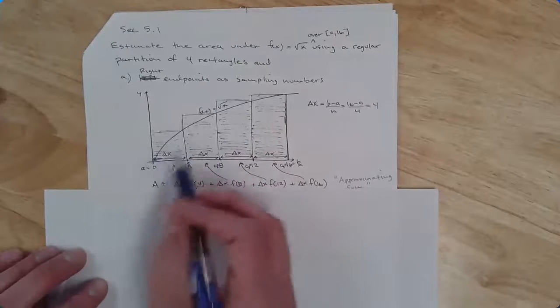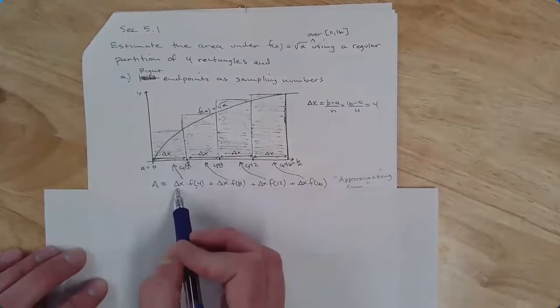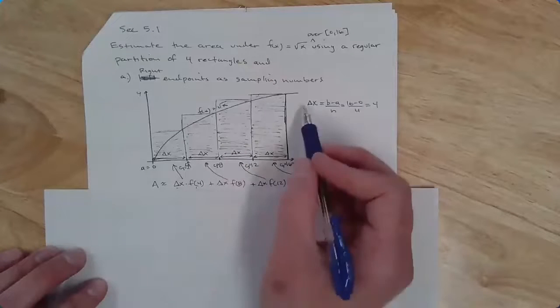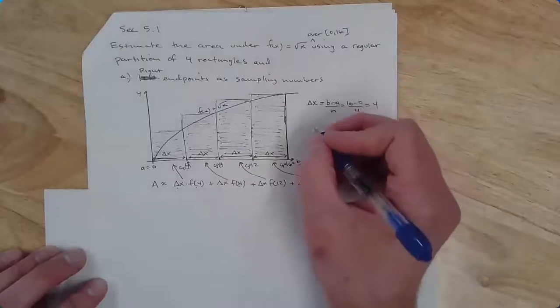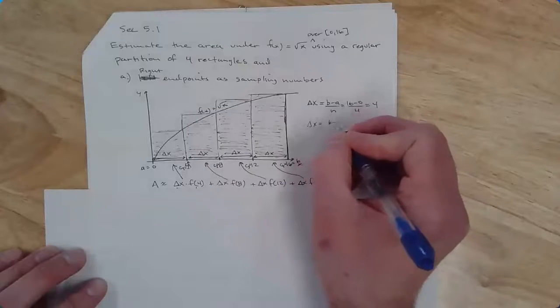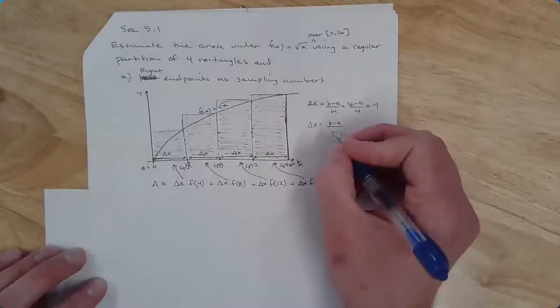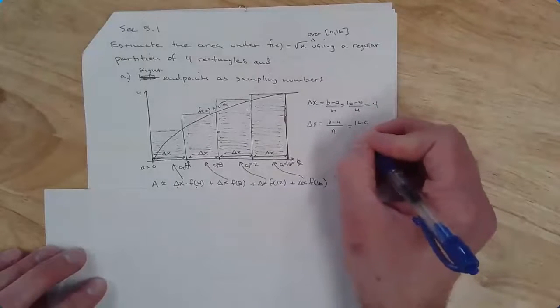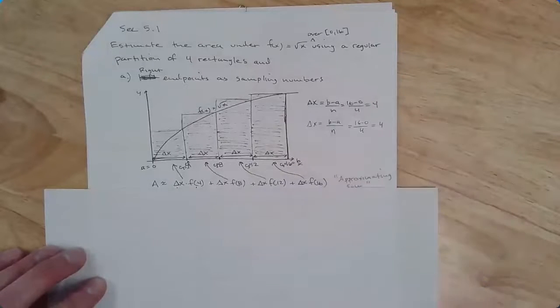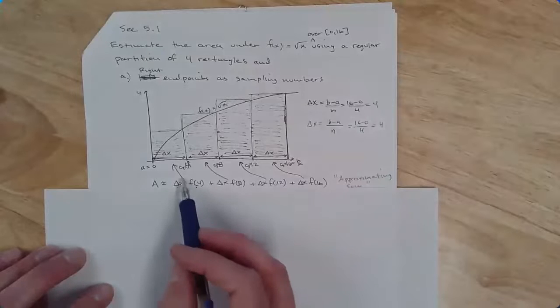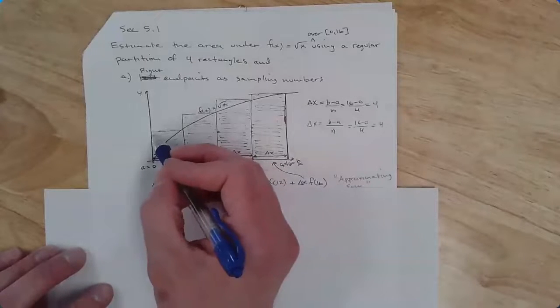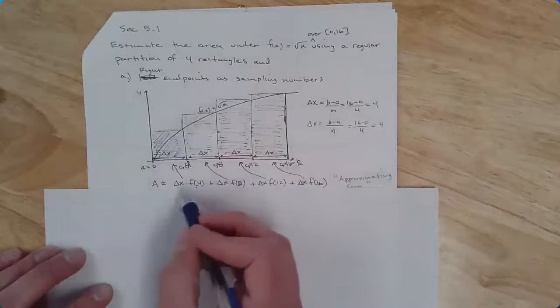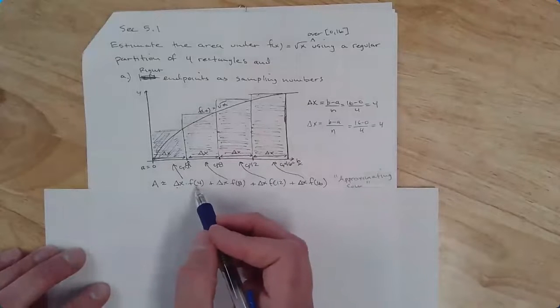So the area of this first rectangle is the base delta x, which is 4. There's my delta x over there. It's always going to be your total interval length divided by your number of subintervals, which in this case happens to be 4. So this rectangle's area is the base 4 times the height f of 4.